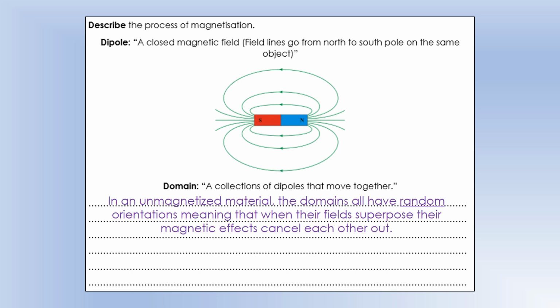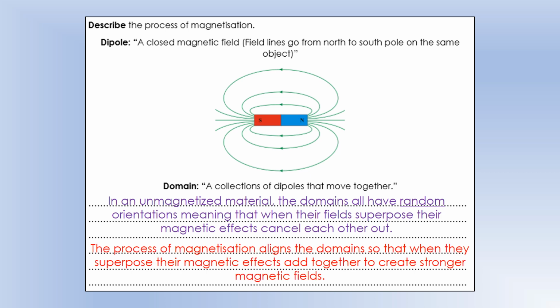In an unmagnetized material, the domains will have random orientations. They'll be pointing in all sorts of different directions, and that means all of their fields, when they superpose together, their magnetic effects cancel each other out. So if something is unmagnetized, all of the little fields and the domains cancel each other out. Whereas when we magnetize a material, what we're doing is lining up all of the domains so that when they superpose with one another, and superpose is just a fancy way of saying essentially we're adding them all together, what that does is, because they're all lined up, they create a stronger magnetic field.